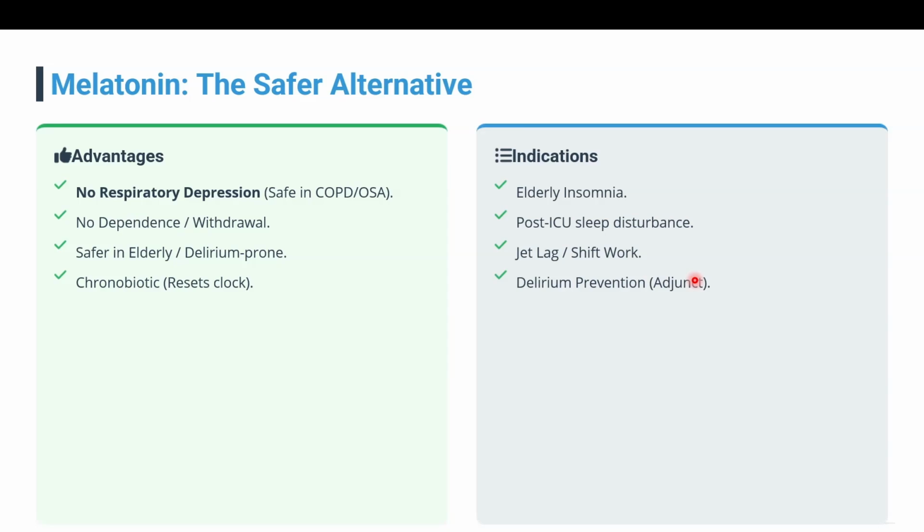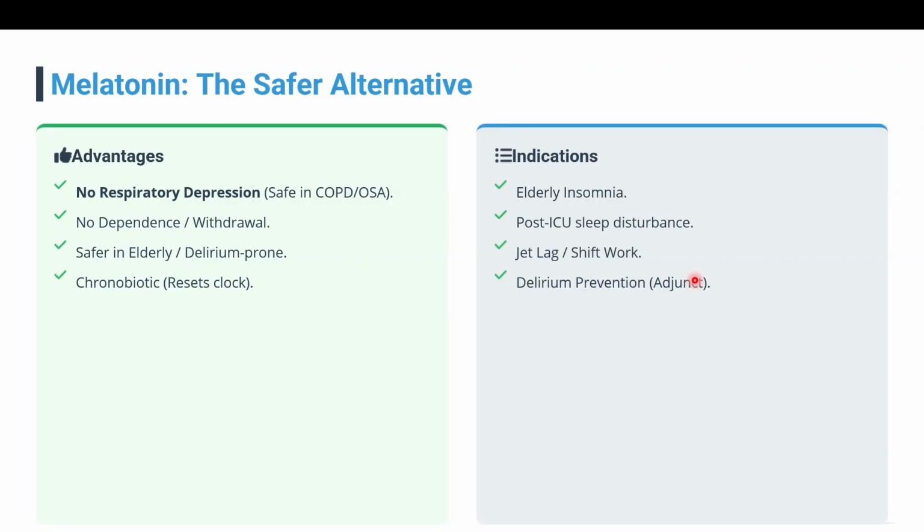It is available in 3 milligram. It can go up to 5 to 6 milligram per day. It can be used in patients with obstructive sleep apnea, COPD, as it does not depress the respiration. It is used for post ICU sleep disturbance, patients with substance use disorders, jet lag, shift workers, all these patients where the circadian rhythm is being reset, delayed sleep wake phase.